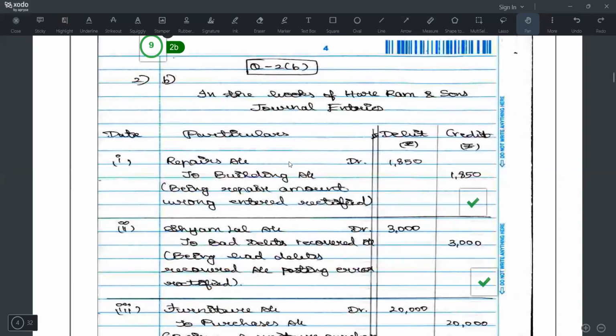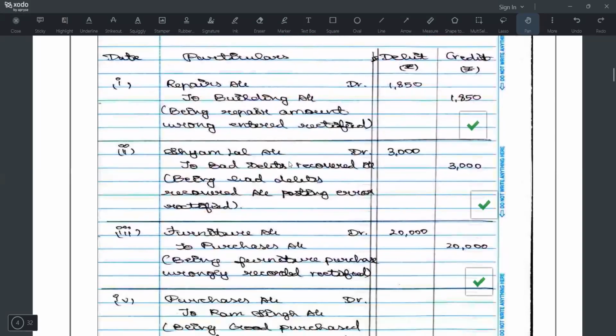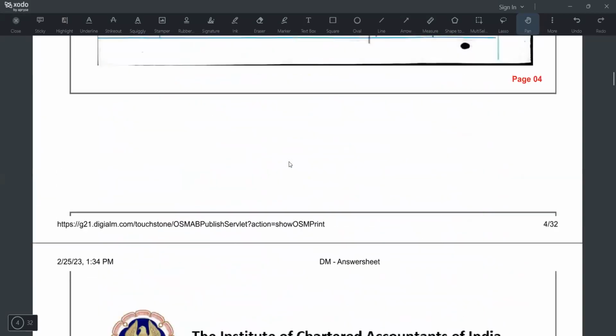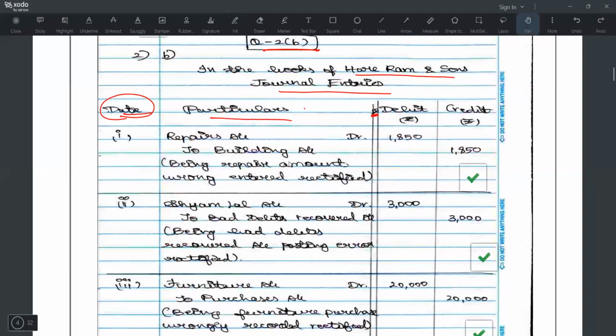Then coming back to question 2B. Again, it is a 10-mark question, regarding rectification of errors. He has written the rectification of errors question properly, and has given everything: in the books of whose books, journal entries, date, particulars. Even though you don't have any dates in your question, you should write a date column and a particulars column. LF should be very minimalized, and debit as well as credit. Next.